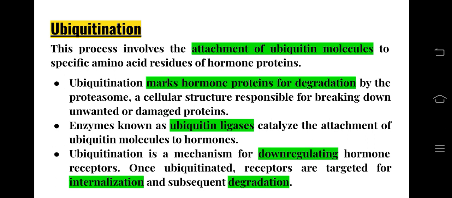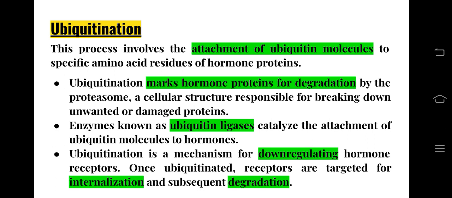And ubiquitination is a mechanism for downregulating hormone receptors. Once ubiquitinated, receptors are targeted for internalization and subsequent degradation. So we have already learned about receptor internalization and receptor desensitization, such sort of mechanisms. We know there is upregulation and downregulation. Upregulation in the sense more and more receptors will be there, or the affinity of a particular receptor for a ligand will be higher. That can be stated as an upregulation of this receptor.